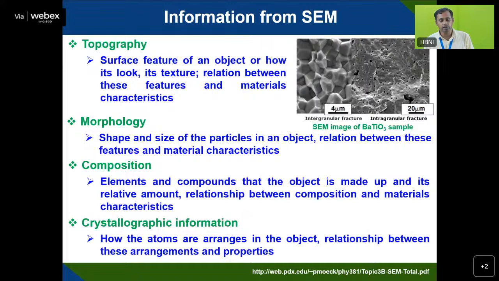The information that you will get from an SEM is mainly four kinds. First is the topographic image. You can see the surface feature of an object, how it looks, its textures, and the relation between these features and the material characteristics. So mainly you will see the surface feature. You can see here an SEM image of a barium titanate sample, at 4 micron and 50 micron scale bars.